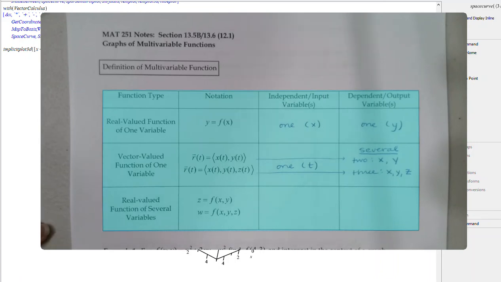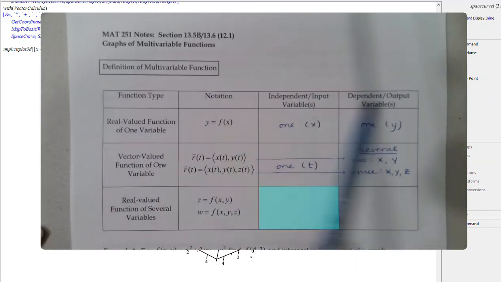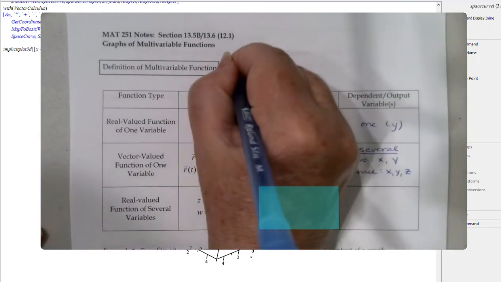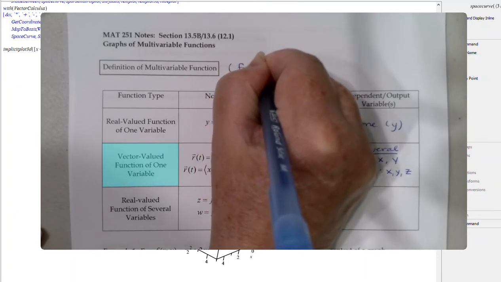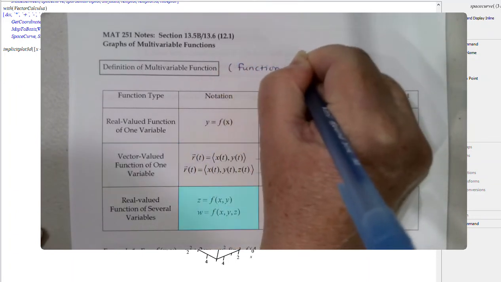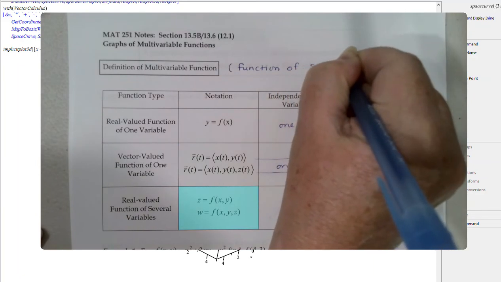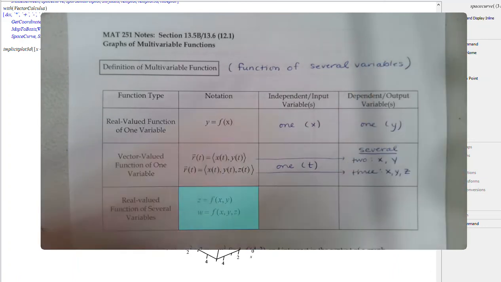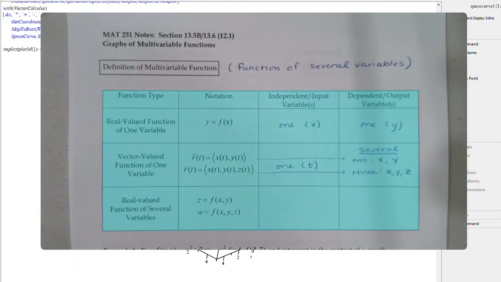This is starting chapter 12, or 13 if you're in the new book, and we are looking at graphs of multivariable functions. So this is 12.1. First of all, we've seen this little chart before, and since we're starting a new type of function called a multivariable function, or sometimes function of several variables, I'd like to go back and quickly review what we already know about this chart, and then we're going to add a little bit of new information.